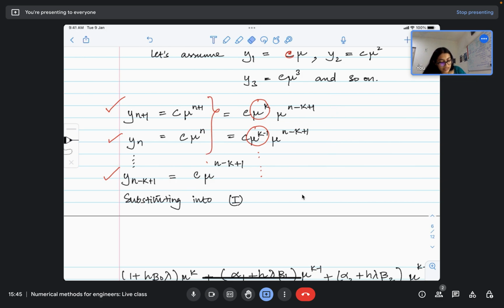Now what we will do is rearrange this term mu in such a way that we get again a common term outside, that is yn minus k plus 1 outside, and c as one of the common terms. And the new thing that is going to come up in every step is basically the mu k and mu k minus 1.